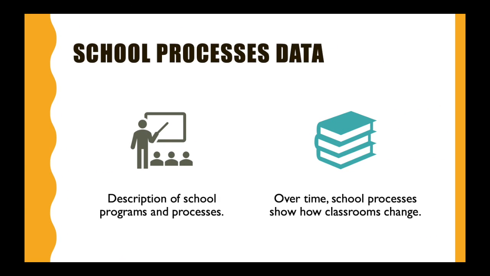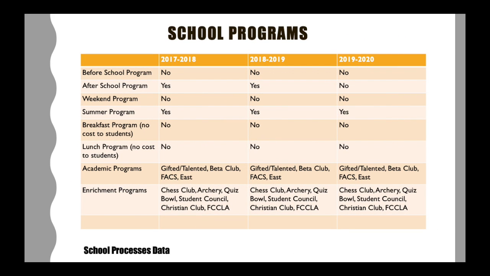The last important type of data is school processes data. This is a description of the school's processes and programs. Over time, this data can show how classrooms change. Here I have listed all the programs that we have to offer based off the ADE website. The only main difference in the last 3 years is that we took away our after-school program. However, we still have many academic programs still in place.